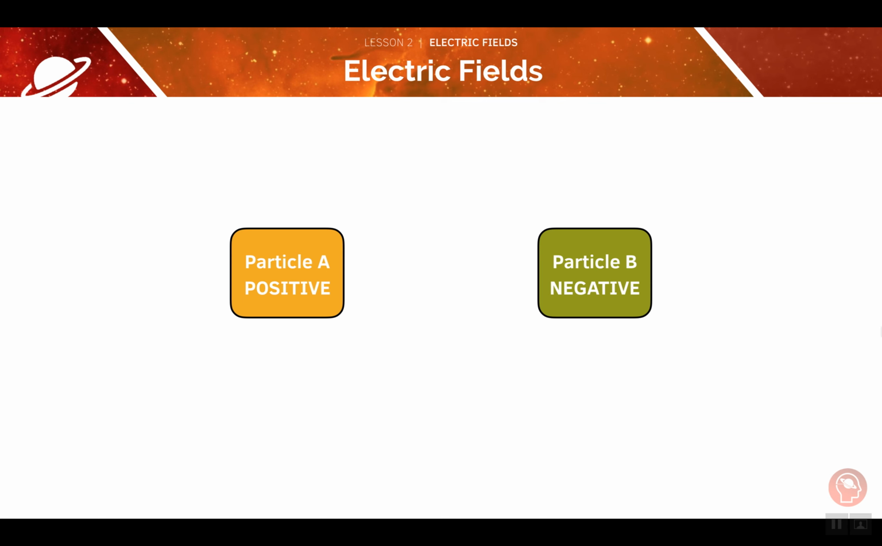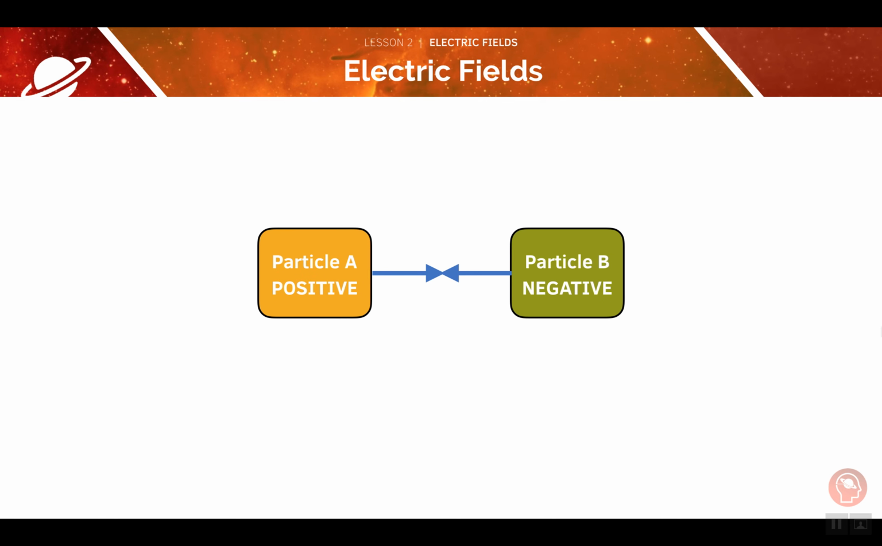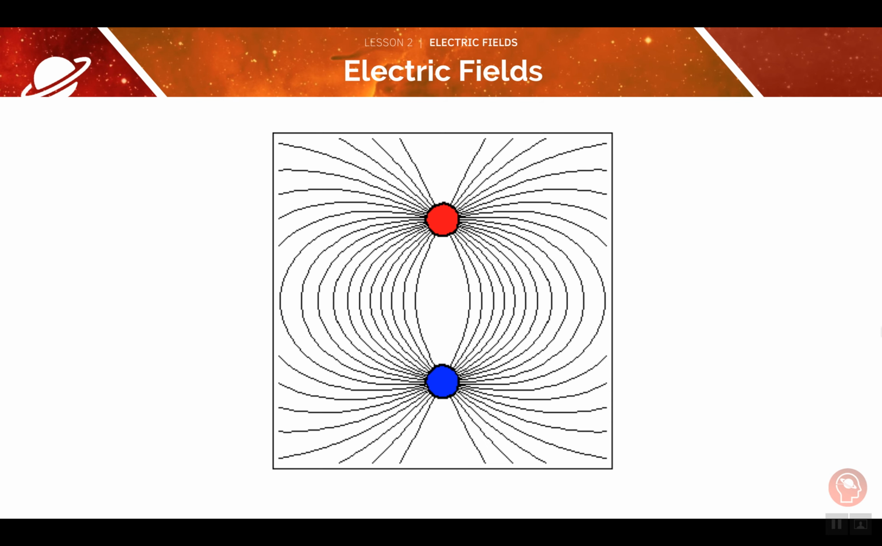Here, we can see particle A, which is positive, and particle B, which is negative. The electrical field of A will interact with the electrical field of B. This causes forces to act on both A and B, moving them closer together. Here are 2 shared objects with their respective electrical fields.